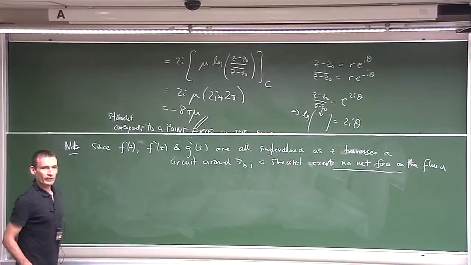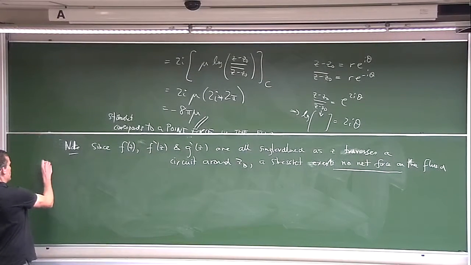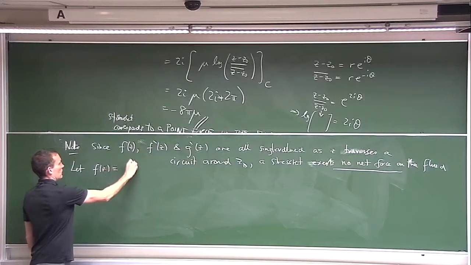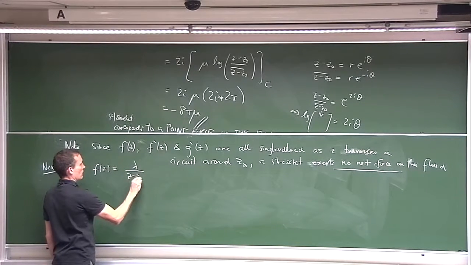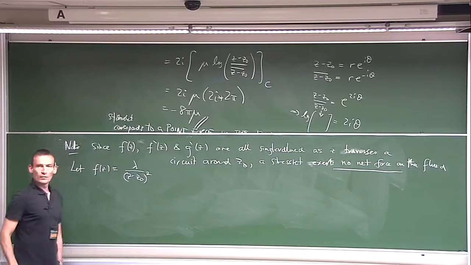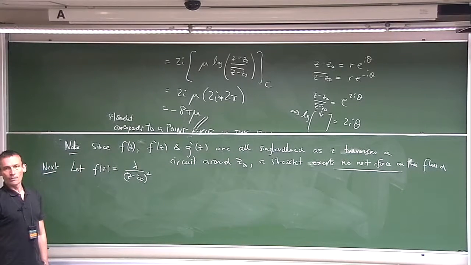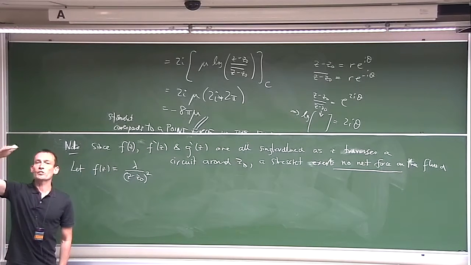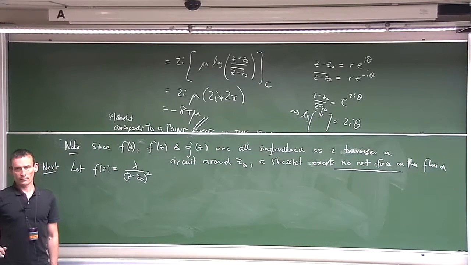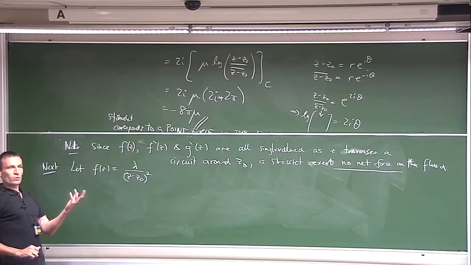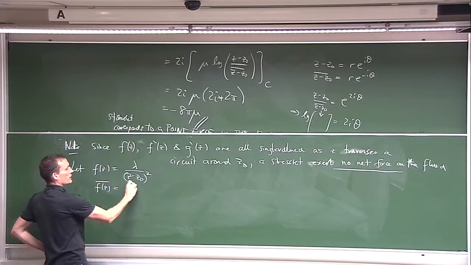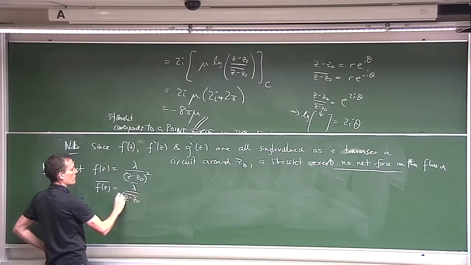Let's do one more, shall we? What's the next thing? I had f as a logarithm. That's a Stokeslet. I had f as a simple pole. That's a stresslet. Let me have f as a second order pole. Then f bar. We can do this easily now. We understand what's happening.